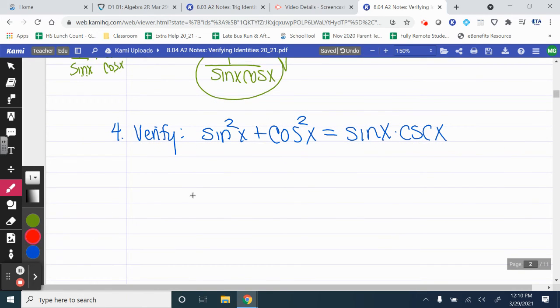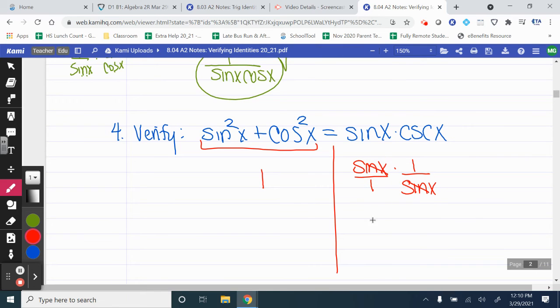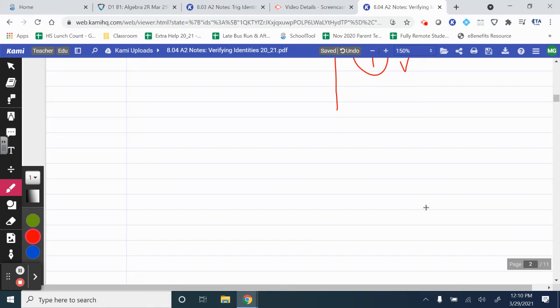Okay, so hopefully you saw here sine squared x plus cosine squared x, and we know that's 1. Over here I have sine x times cosecant of x, which I know is 1 over sine of x. Put that over 1, cross reduce, and I get 1. So I have 1 on both sides. So I have verified my identity for that one.